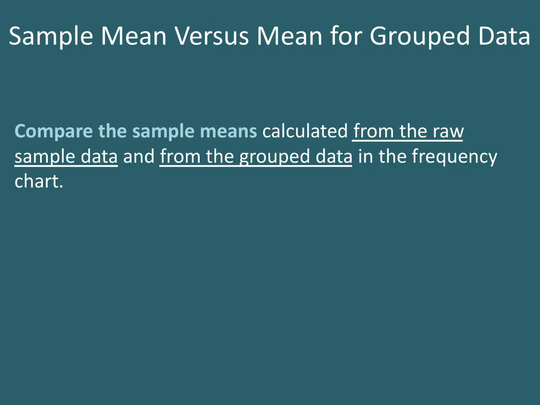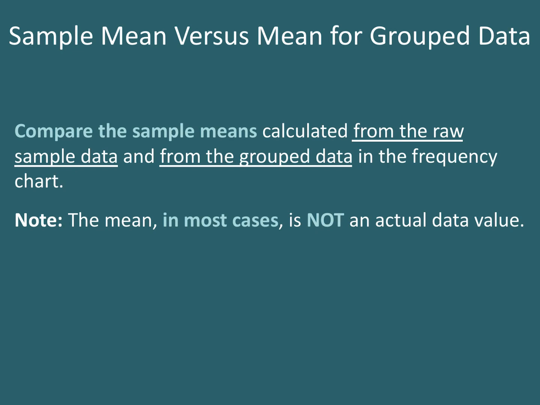Now comparing the sample mean calculated from raw sample data to that of the group data mean in the frequency chart. Compare sample means calculated from the raw sample data and from the grouped data we just saw in the previous slide. And note that the mean in most cases is not an actual data value.